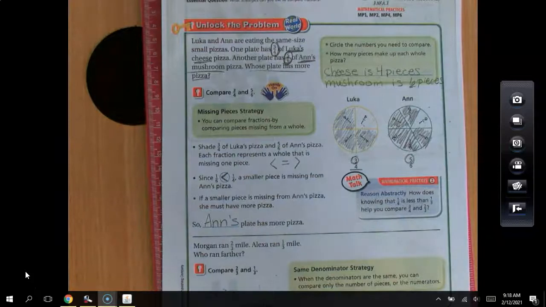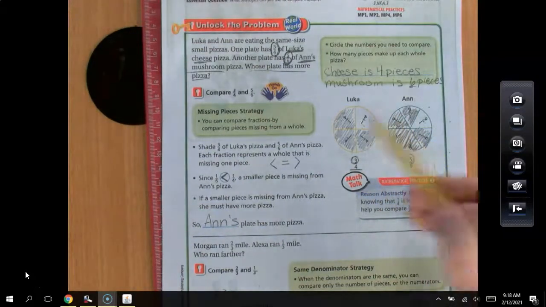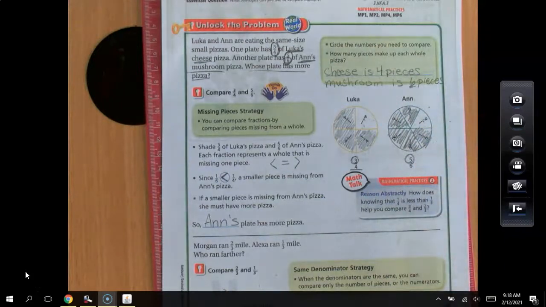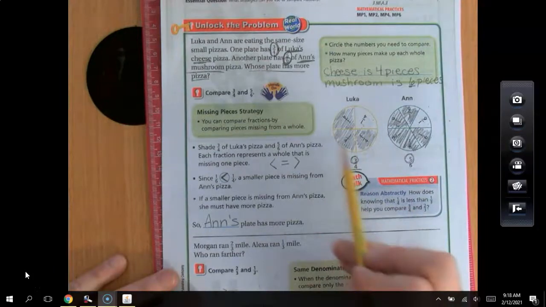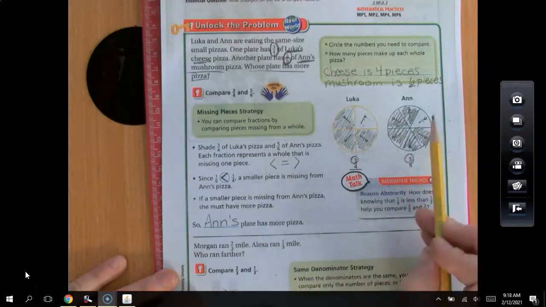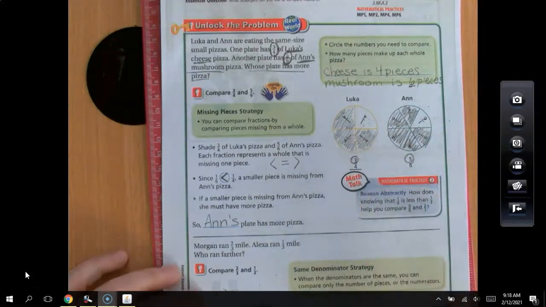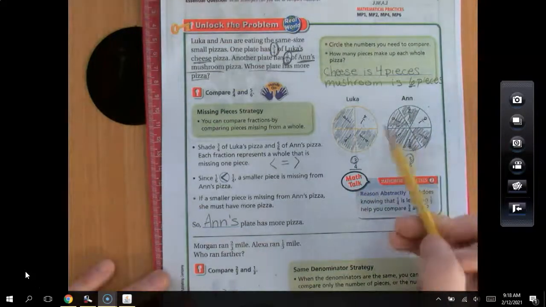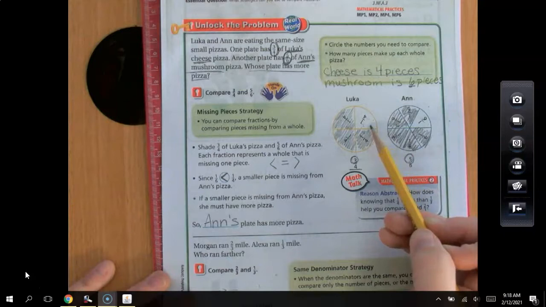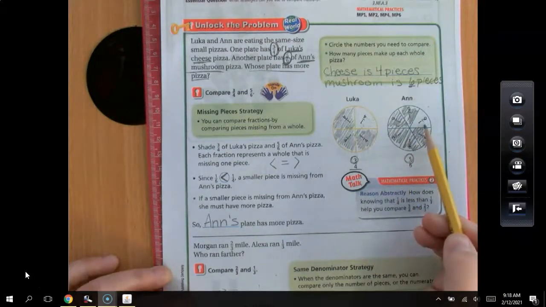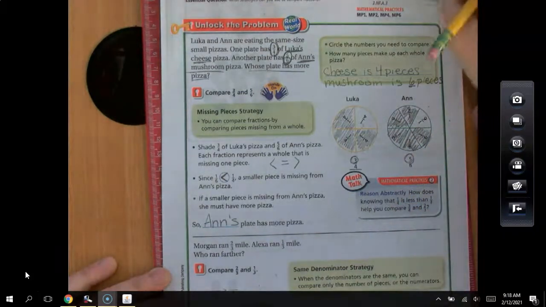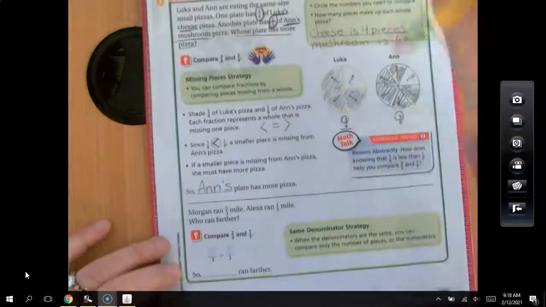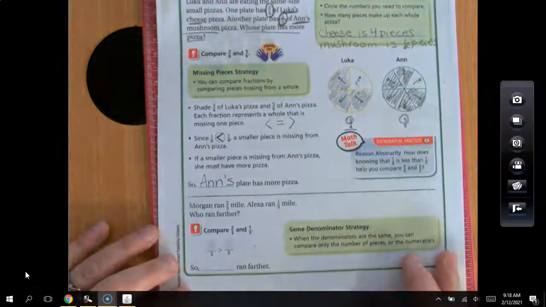Now, that's one strategy. One strategy is to draw a picture. Try your very, very best to get it to be equal. The circles are equal here. And then you split it, and then you shade it in. And here you can tell that 1/4 is bigger than 1/6. So drawing a picture is one strategy in comparing fractions.